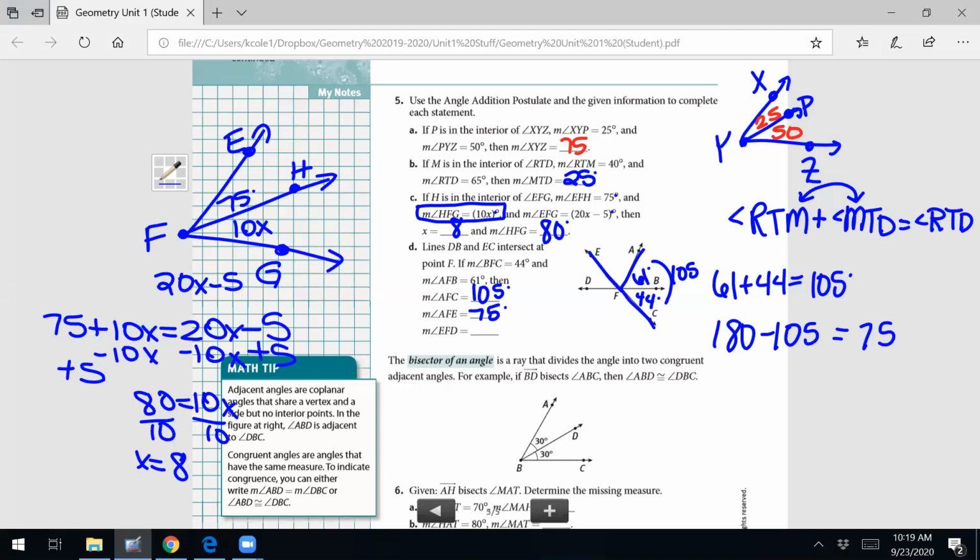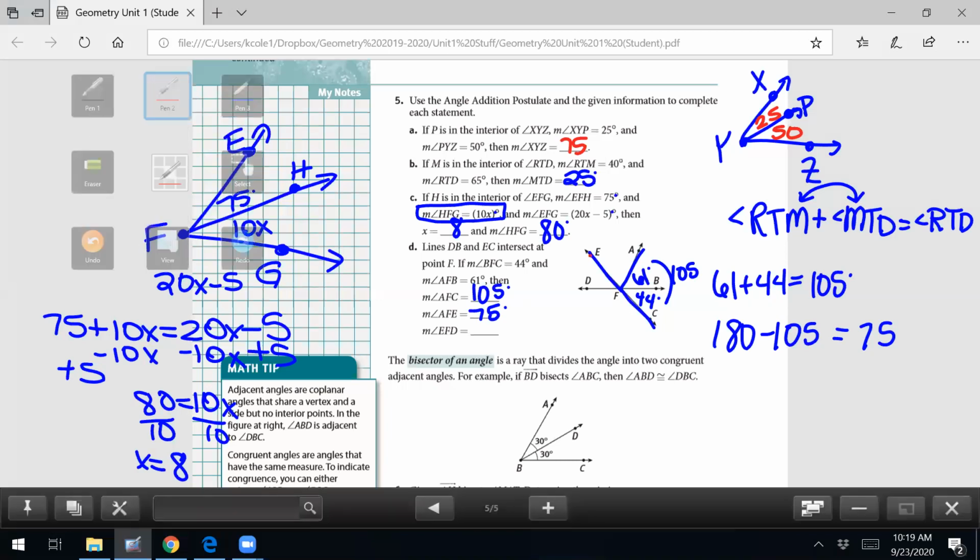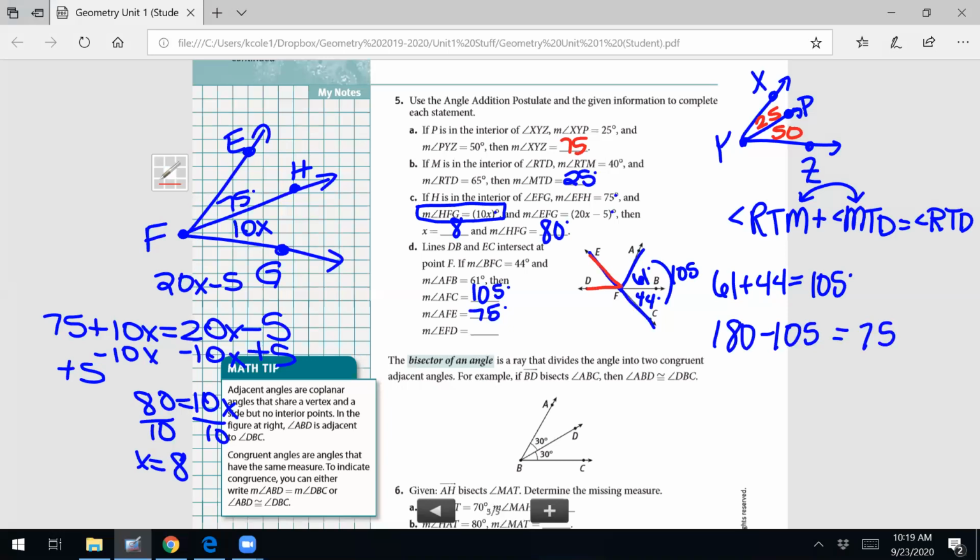And then the last one that we're looking for is EFD. EFD is this small angle there. 61. Because he's again thinking straight line right here, which is great. That's totally fine. But you've got to take away this one, which we just found is 75, and this one, which is 61. Okay, see, we would do 180 minus 75 minus 61, and that gives you what?